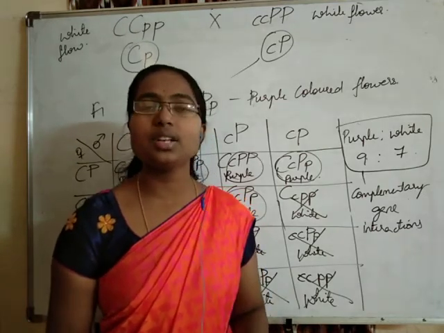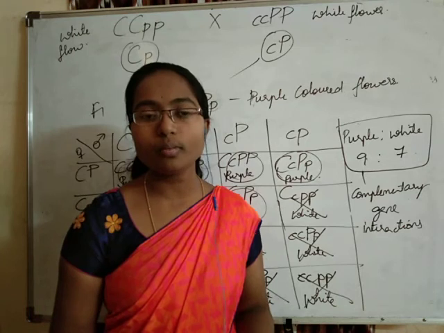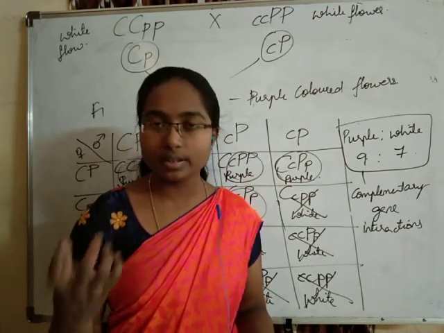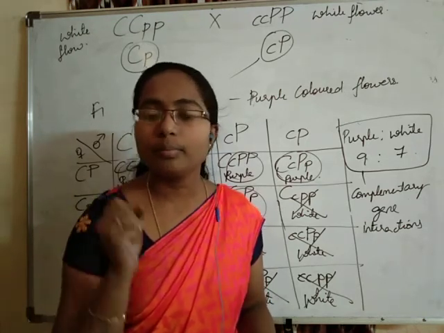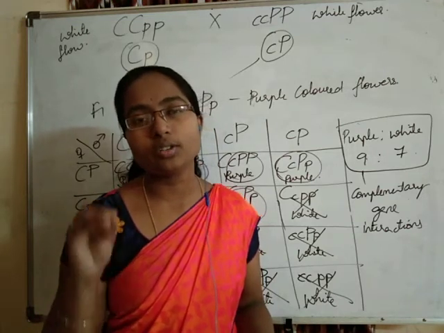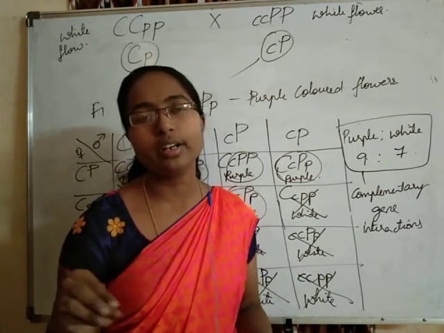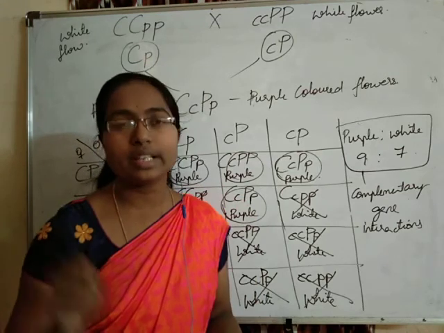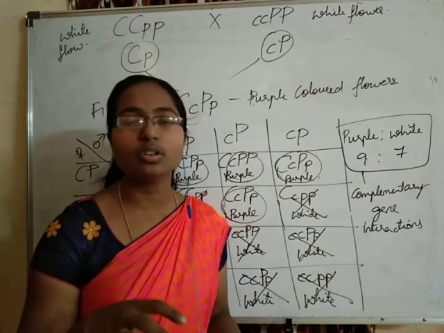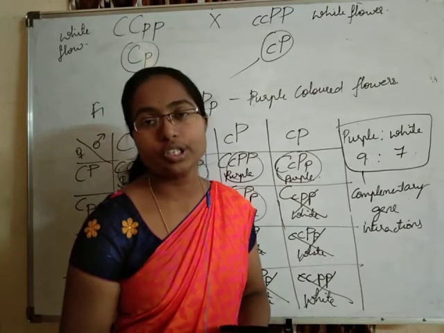Okay, so this is all for today, students. In today's class we have learnt about dihybrid cross, we have learnt about the law of independent assortment, law of segregation, and we have also learnt about complementary gene interaction.